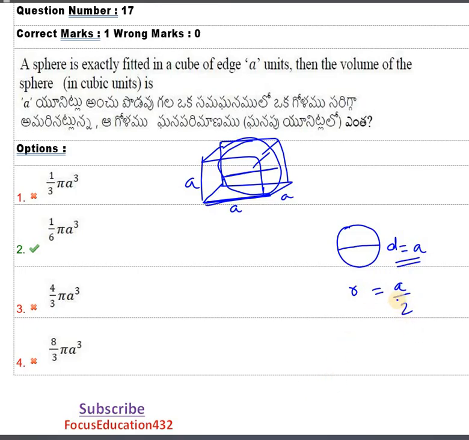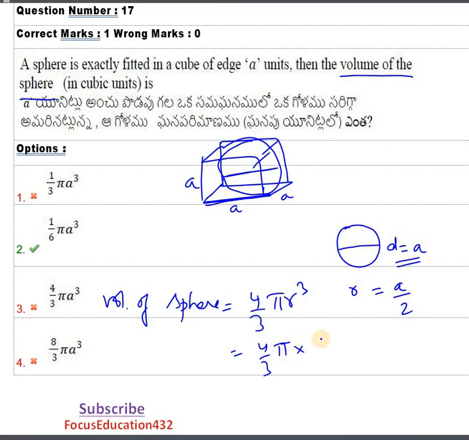Now we have to find the volume of the sphere. We should know the formula. If we don't know the volume of the sphere formula, it is gone. You should remember the formulas for sphere, cylinder, cone, all these things. Volume of sphere is 4 by 3 pi r cube. The answer is given in pi, so no need to substitute 22 by 7. See, in all the options we have pi. What is the radius? A by 2.